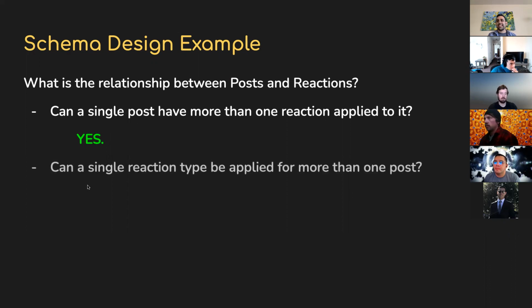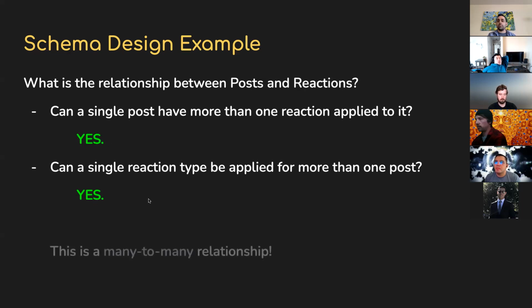Now the question is, can a single reaction type be applied to more than one post? Meaning, can Lyman like my post, and can Lyman also like a different post? Can we use the same reaction type across multiple posts? The answer is yes. There's no limitation like that in Facebook. You can use the same reaction for many different posts, and one post can have many different reactions to it. So in this case, we have a yes on both sides. And this is an example of our many-to-many relationship. One post can have many different reactions, and one reaction type can be applied to many different posts. I'm not saying the same reaction, but the same reaction type.